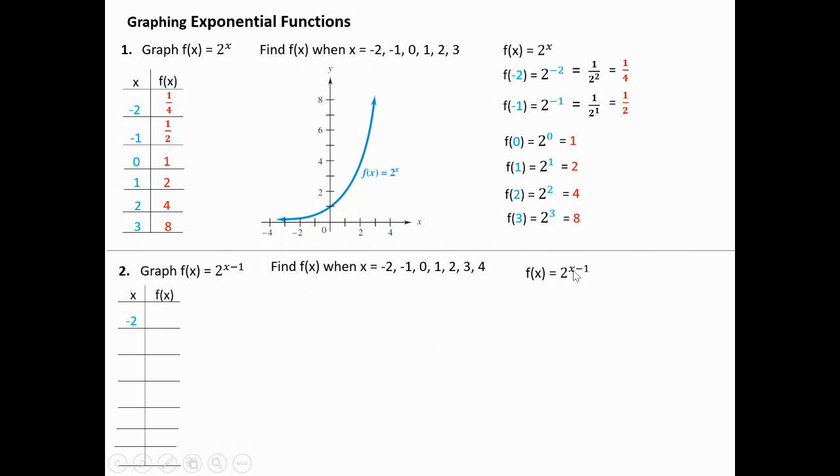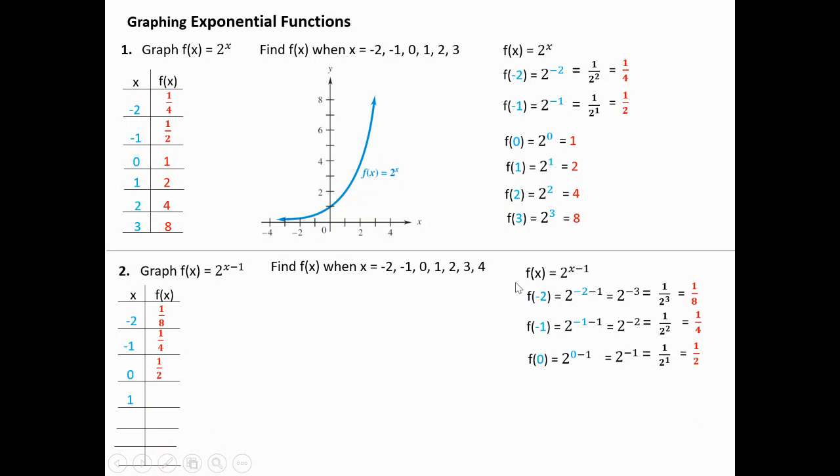I'm going to plug in -2 where the x is. So -2 minus 1 will give us -3. So 2 to the -3 will give us 1 over 2 cubed, which is 1/8. So when x is -2, y is 1/8. In a similar fashion, when it's -1, we evaluate at -1, which equals 2 to the -2nd power, which is 1 over 2 squared, which is 1/4. When it's 0, 0 minus 1 is equal to -1, and 2 to the negative first power gives us 1/2.